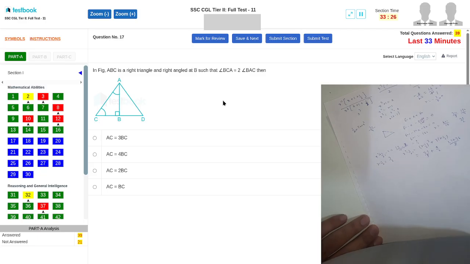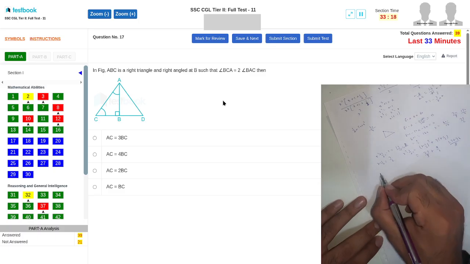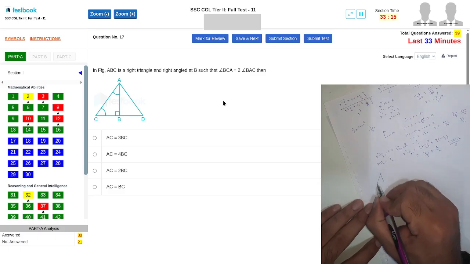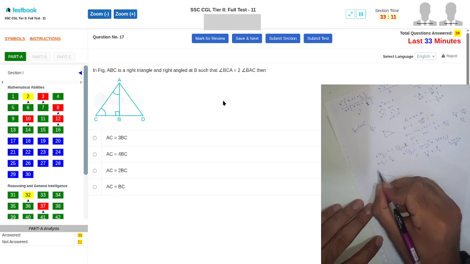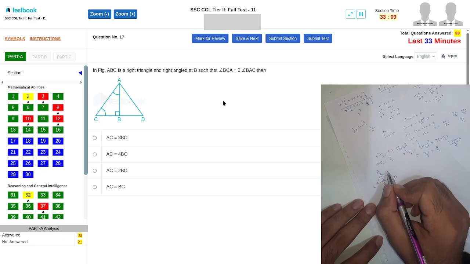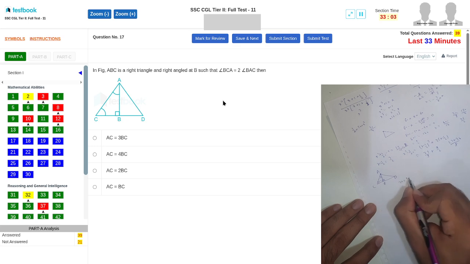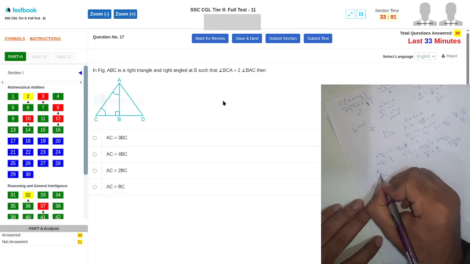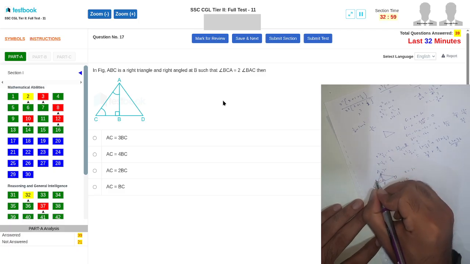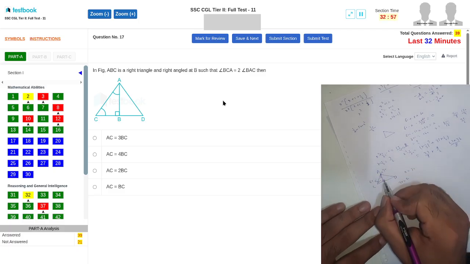In the figure, ABC is a right angle at B such that angle BCA is equal to 2 into BAC. BAC कोण थीटा मान लेंगे तो BCA 2 थीटा, तो 3 थीटा इज टू 90, थीटा इज टू 30, तो ये 30 हो गया, ये 60 हो गया.